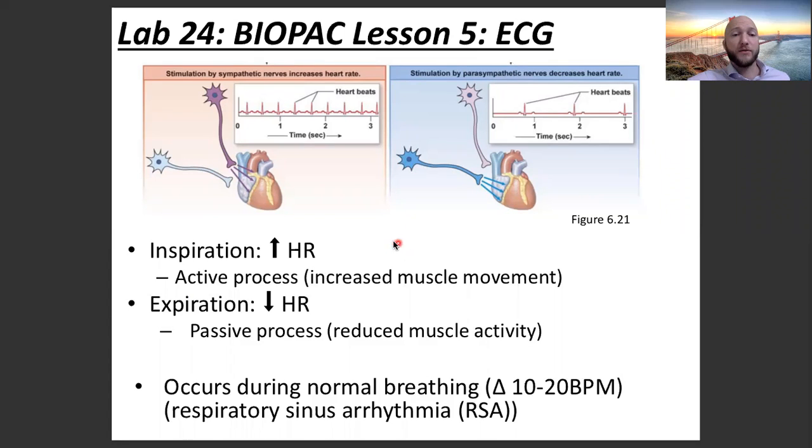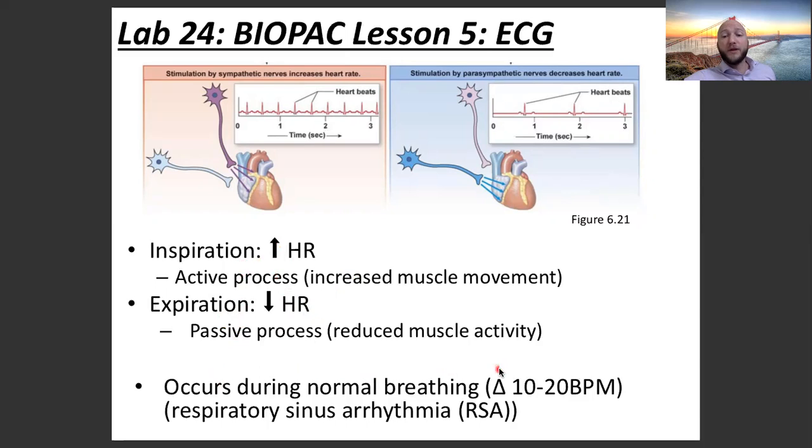In this class, we're talking about heart rate. When we produce more CO2, we need to pump our blood faster to get new nutrients to those places that need it and to get the waste products away. And our heart is very responsive to that. It will actually increase heart rate when we take a deep breath. It'll go back down when we exhale.